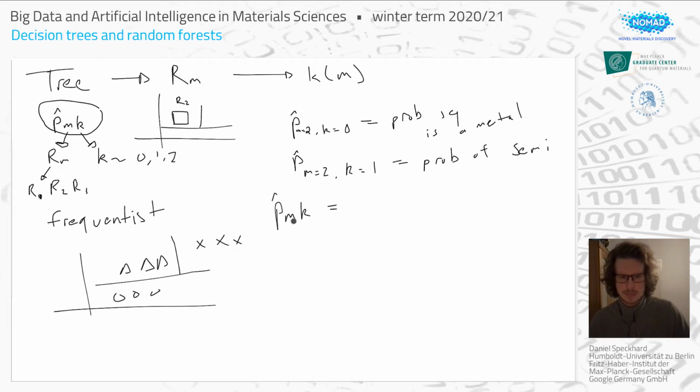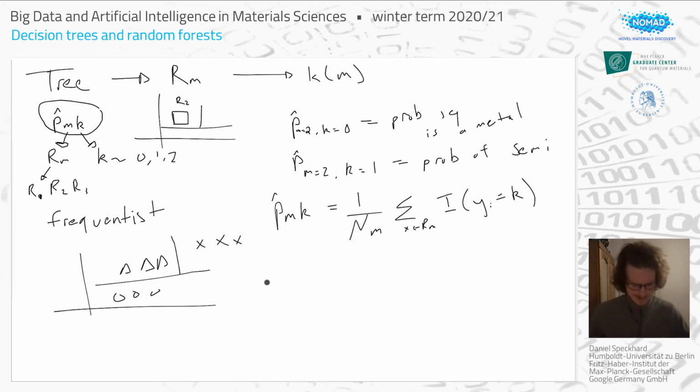So this is the estimated probability for region M in a class K. We have 1 over the number of data points in this region M, and then we sum over all of the data points belonging to this region M, and we have some indicator function where yi is equal to the class of interest. So let's look at an example here.